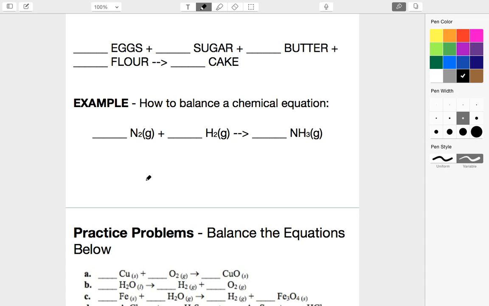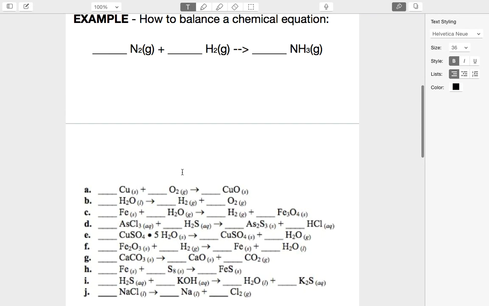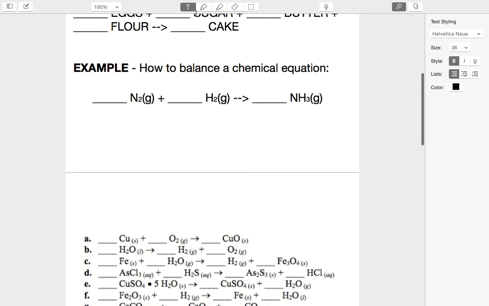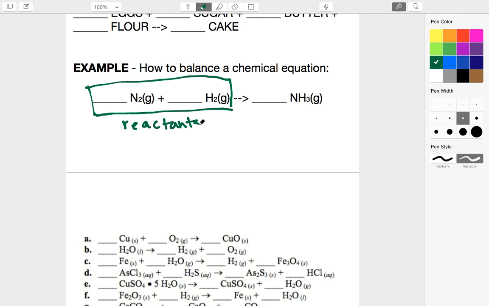So first things first, if I am given a chemical equation, like so over here, I need to separate my reactants from my products. So in green, I'm going to box my reactants. And in blue, I'm going to do my products. Right? Products are at the end of the arrow, reactants before the arrow. Pretty simple.